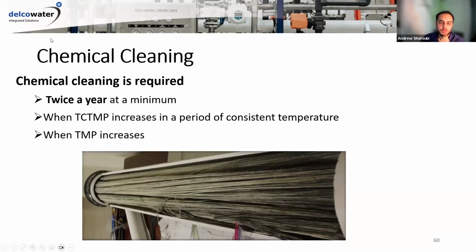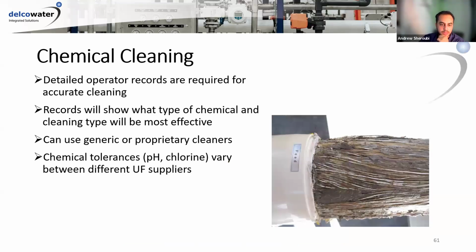And then you figure out that you need to clean when this is TCP, temperature corrected transmembrane pressure. So when that increases when the temperature is consistent, something is wrong, or when the transmembrane pressure increases and doesn't go down with backwashing, then you know that you need a chemical clean. It's very important that operators keep detailed records because it helps guide what cleaning is to be used. You can clean with acid, you can clean with caustic. There's a few different methods.